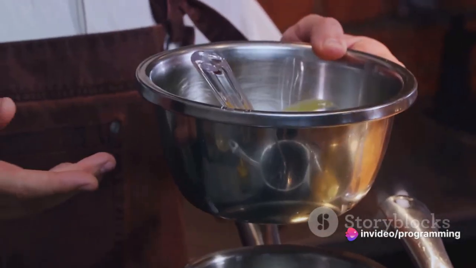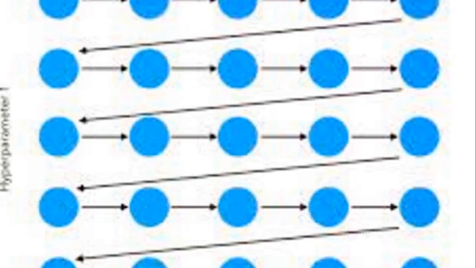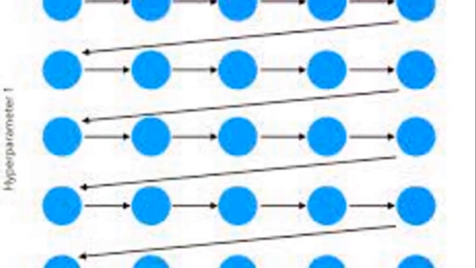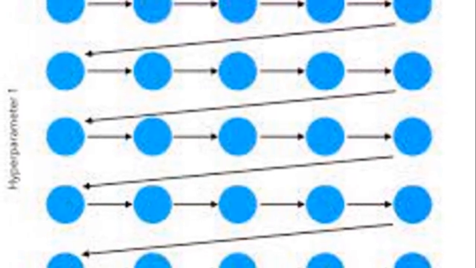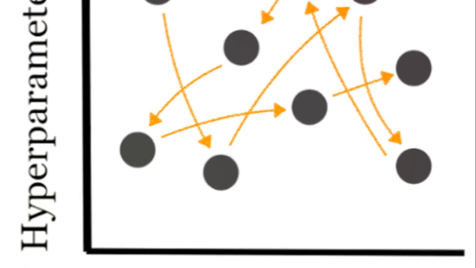There are a few techniques, much like there are different cooking methods. First, there's grid search. This is like methodically trying different combinations of ingredients. Picture testing your cookie recipe by baking batches with varying amounts of sugar and different cooking times. It's thorough, but it can be time-consuming. Just like a grid search can be computationally expensive.